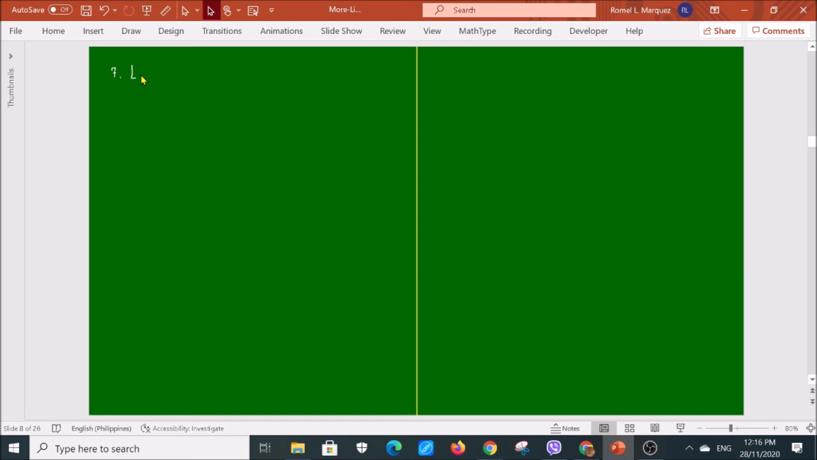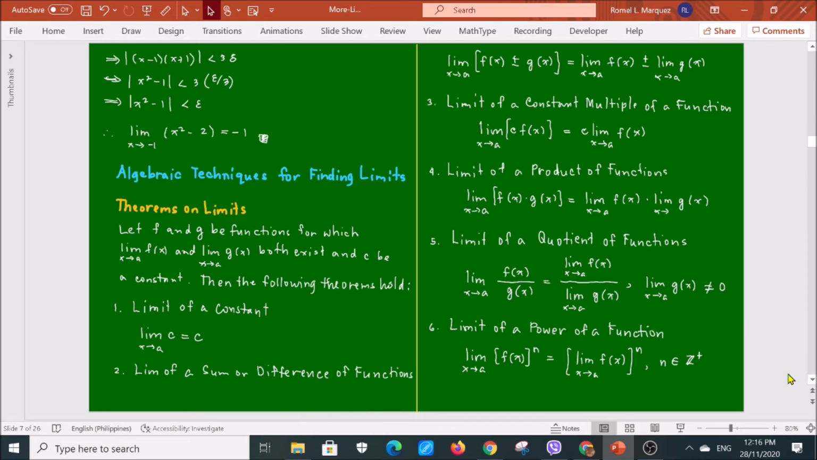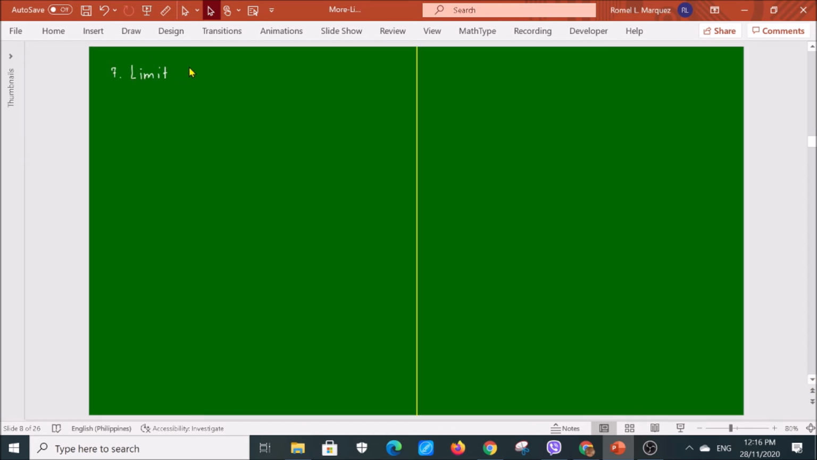Limit of, is it 7 or 8 now? The numbering. 7 po. Sa ulo ko lang kasi, pero hindi ko alam numbering.